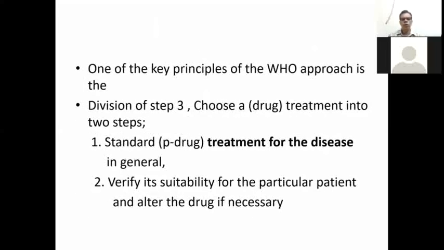One of the key principles of the WHO approach is the division of step 3, choose a drug for treatment, into 2 steps. One is the standard first-choice drug treatment for the disease in general. Later on, we verify the suitability of that drug for that disease with comorbid conditions. Like if you are giving a drug for amoebic dysentery, and the person is an alcoholic, consuming alcohol daily, we know that for amoebic dysentery the drug of choice is metronidazole.